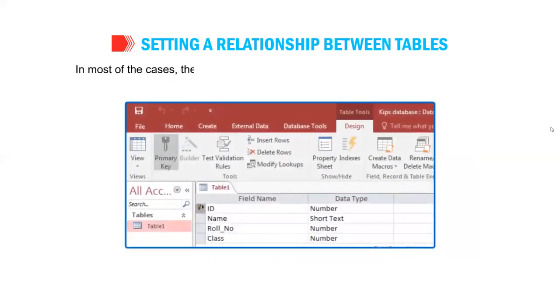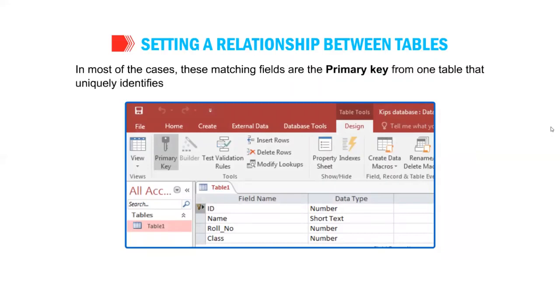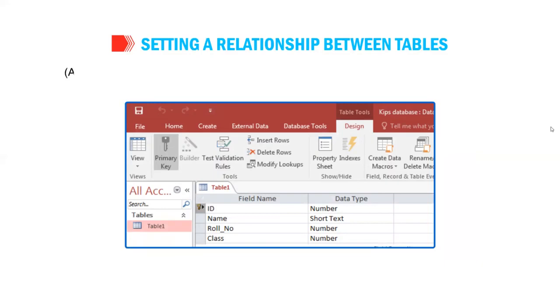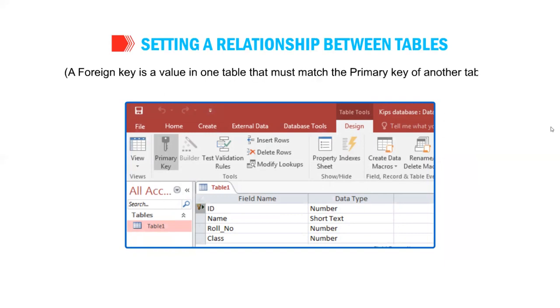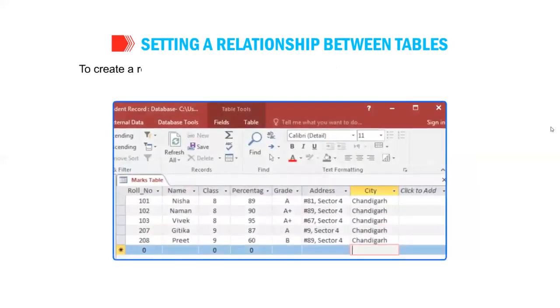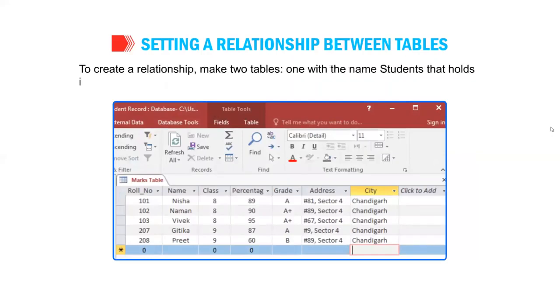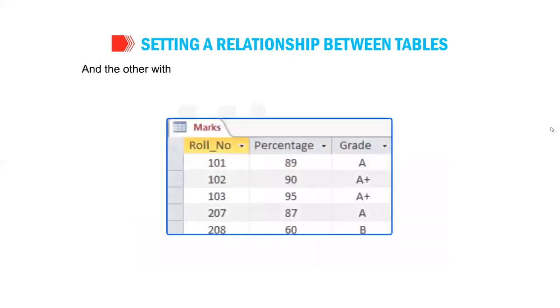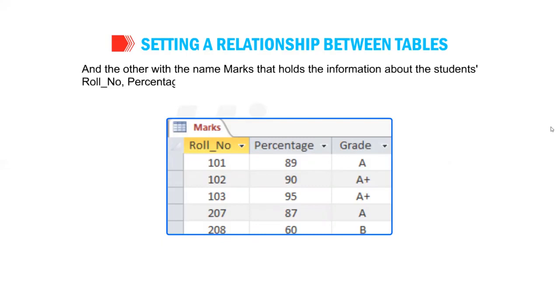In most cases, these matching fields are the primary key from one table that uniquely identifies each record in a table and a foreign key in the other table. A foreign key is a value in one table that must match the primary key of another table. To create a relationship, make two tables, one with the name students that holds information about students such as their roll number, full name, class, address, city, and the other with the name marks that holds the information about the student's roll number, percentage and grade.